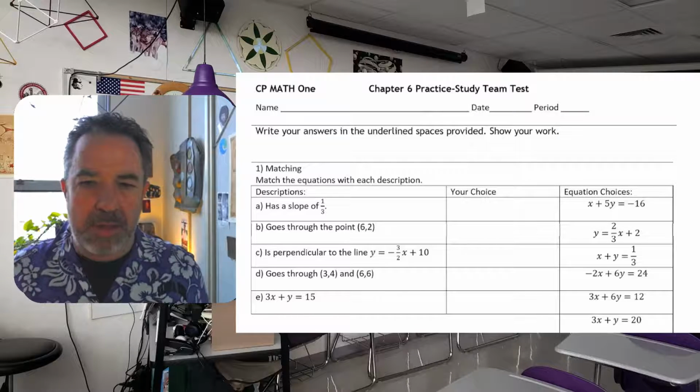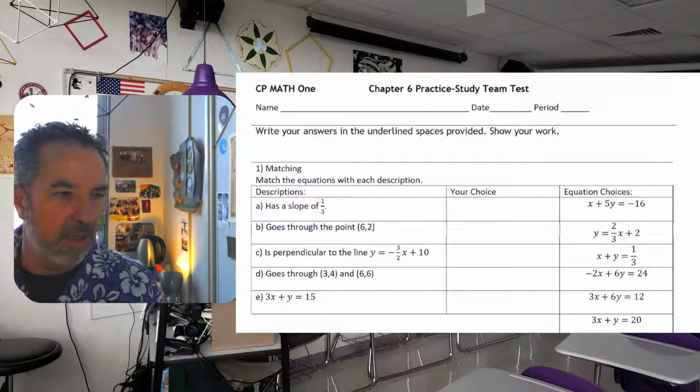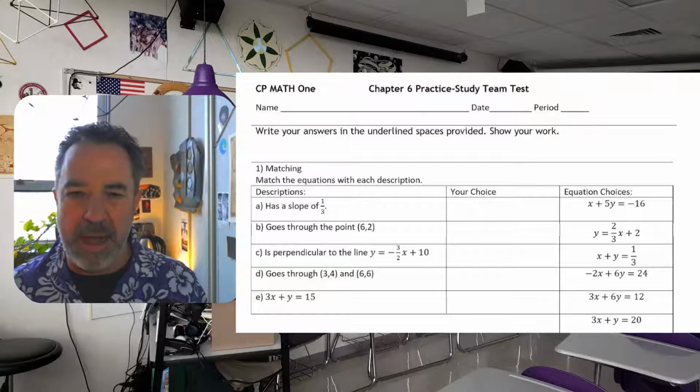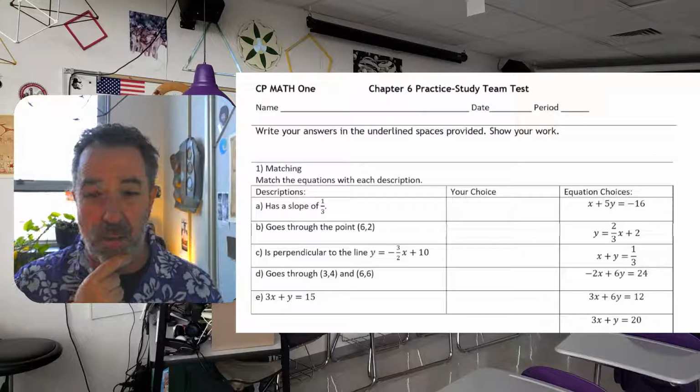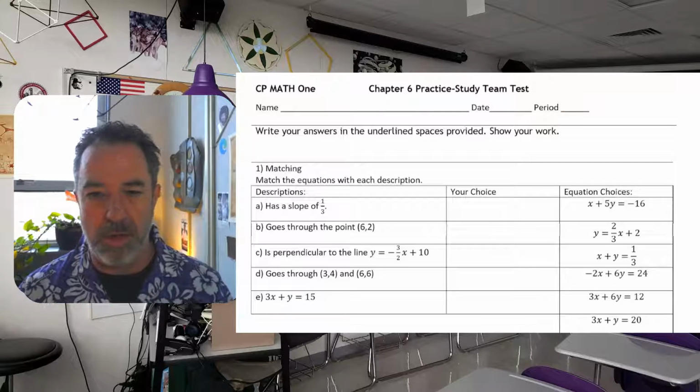Hello, Math 1 CP. This is Mr. Roberts, and this is a look at the study team test that we passed out on, I guess, Wednesday. So I'm going to go through the answers here.